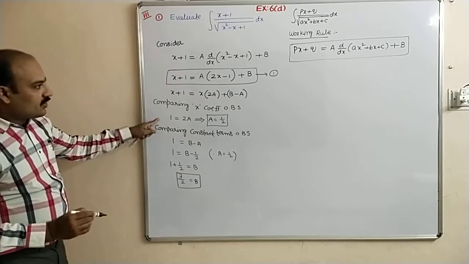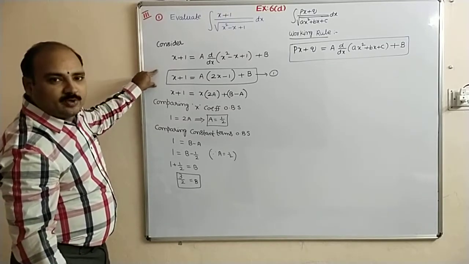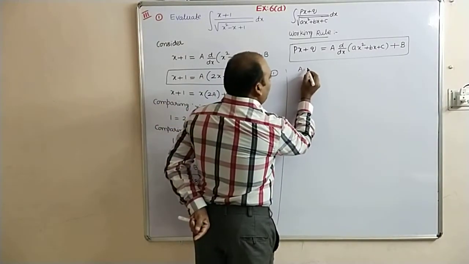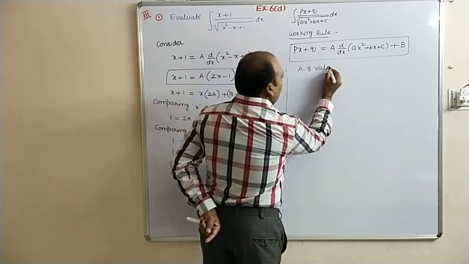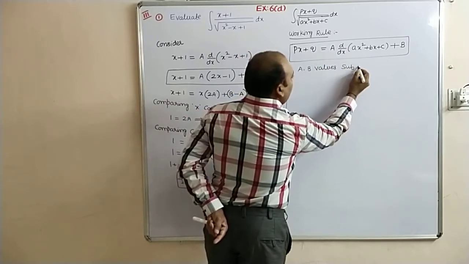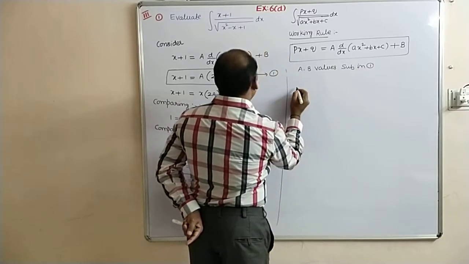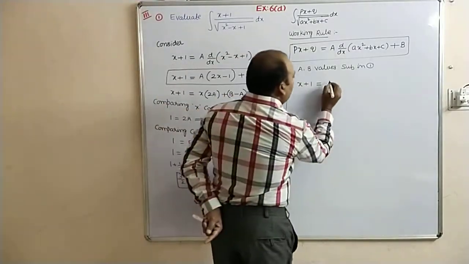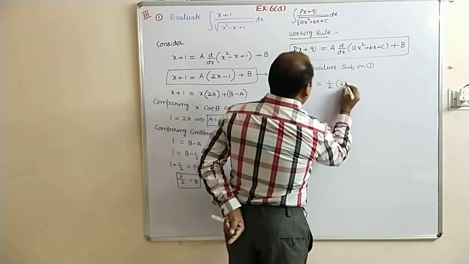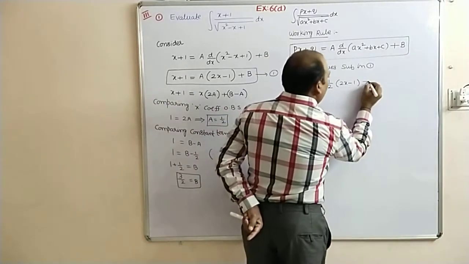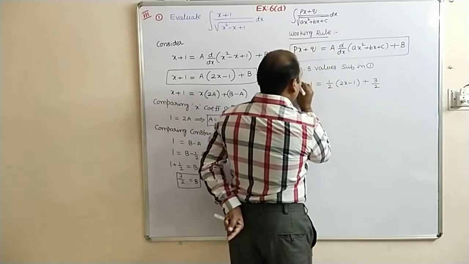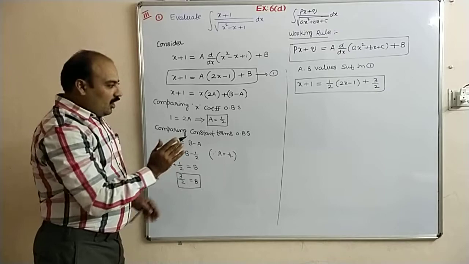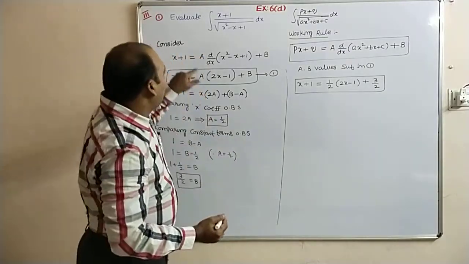So after getting the values of A and B, substitute them in equation 1. So x plus 1 equals, capital A is 1 by 2, so 1 by 2 into (2x minus 1), plus the B value, 3 by 2. This is the value of the numerator in the given integral. Half of the sum is over till here. Now consider the given integral.